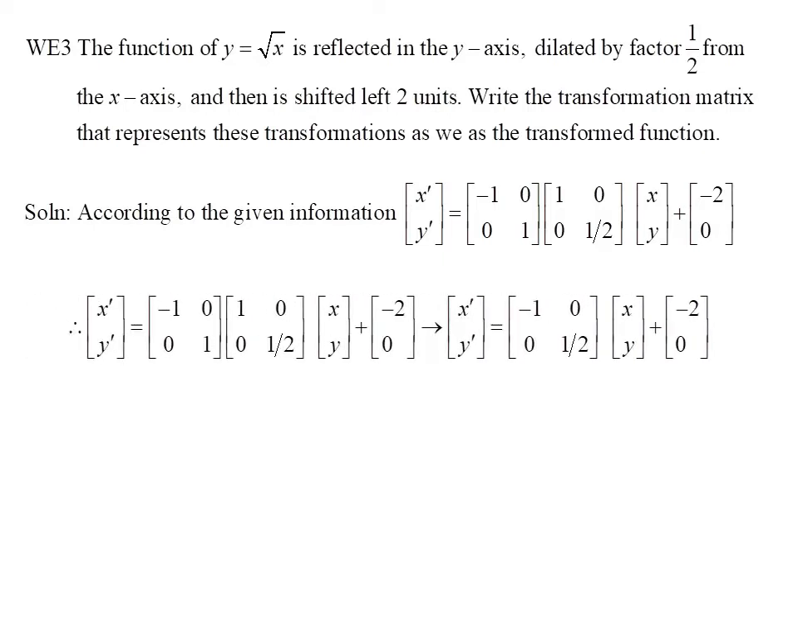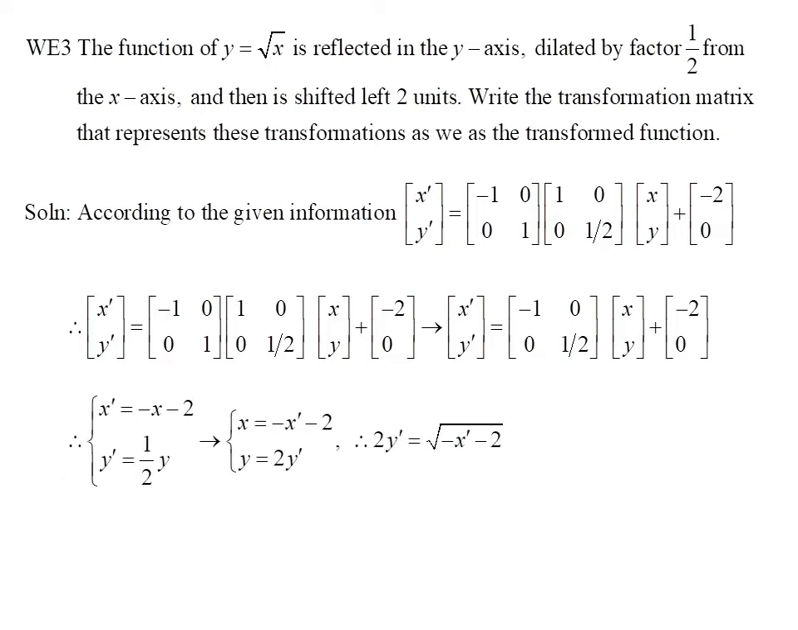Hence, we may write down the matrix equation and then find the relations between x prime and y prime through the relations between x and x prime as well as between y and y prime. Finally, we have the transformed function of y equals half times square root of negative x minus 2.